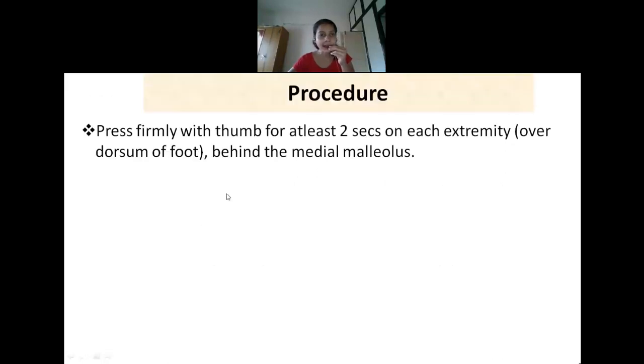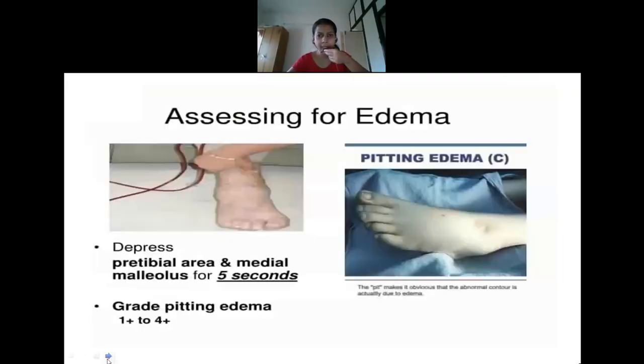As I told, what is the procedure for checking for edema? You should use your thumb or you can also use your finger, and you should press it. For example, if it is in the extremity, you can press it near the medial malleolus. After pressing for some time, you will see that there is an indentation, a mark. That is called pitting edema. Now there is some grading.